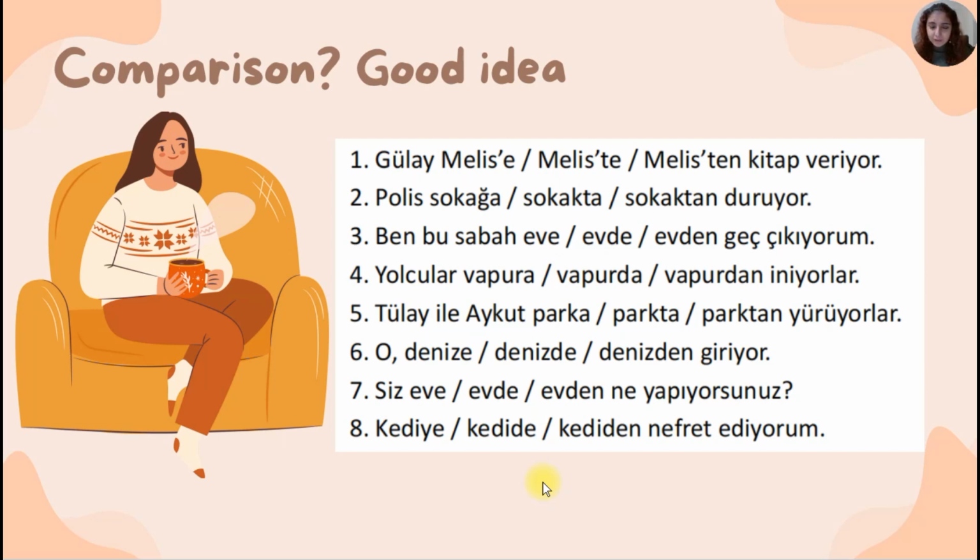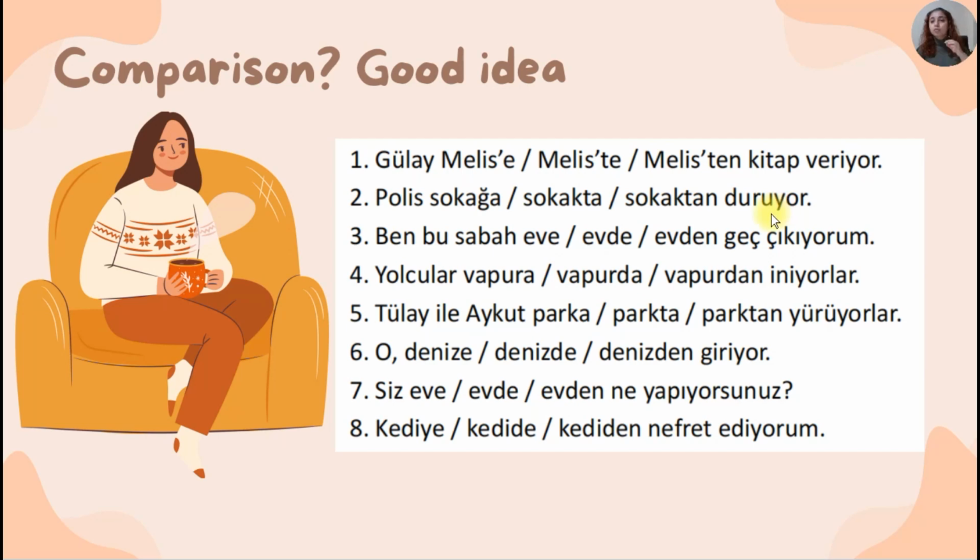Ready? Let's talk about it. Gülay is our subject and it is she. And kitap veriyor, giving book. And we need to say to Melis, on Melis, or from Melis. Yes, you're right. Giving book to Melis, because to give something requires direction. Okay, Melis'e. Perfect.